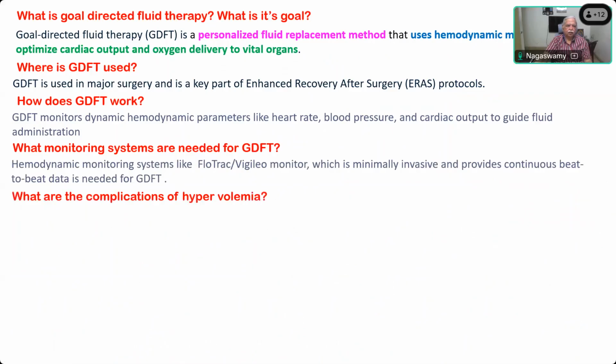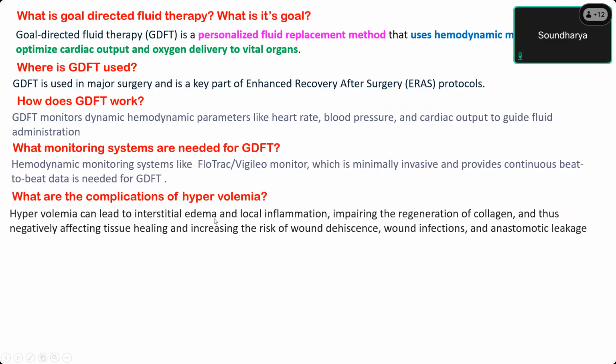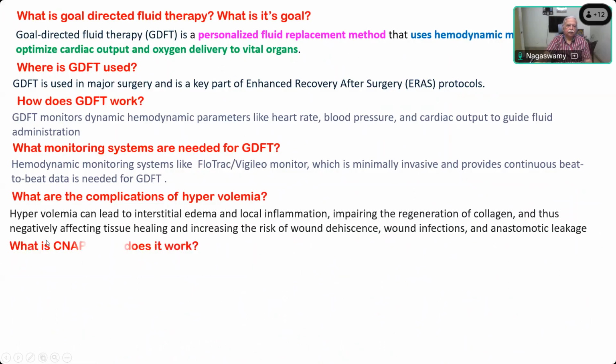What are the complications of hypervolemia by blindly giving fluid at the rate of, say, 10 ml per kg or 20 ml per kg? Pulmonary edema, sir. Due to interstitial edema and local inflammation, impairing the regeneration of collagen, and thus negatively affecting tissue healing and increasing the risk of wound infection and anastomotic leakage in intestinal anastomosis.